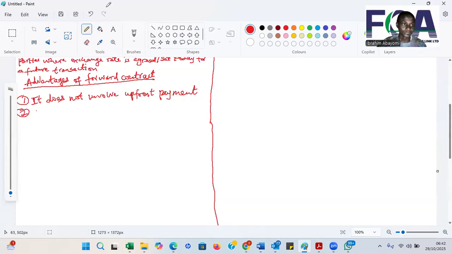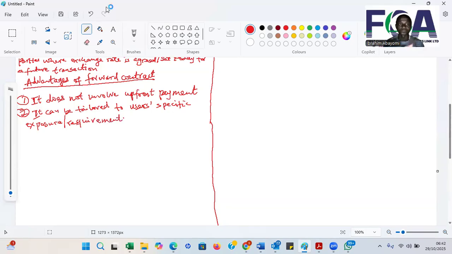Number two is that it can be tailored to users' specific exposure or requirement. So, forward contract is not standardized. I'm going to explain what standardization means when we come to futures.